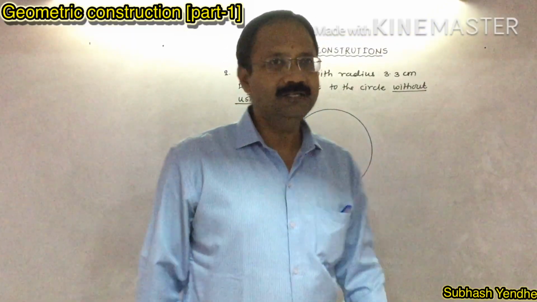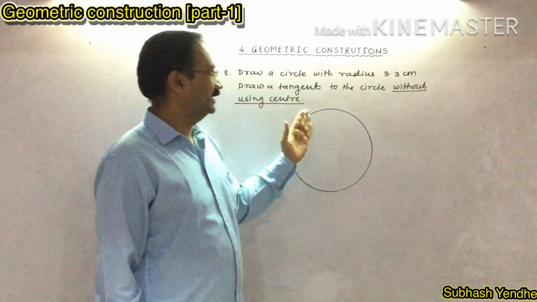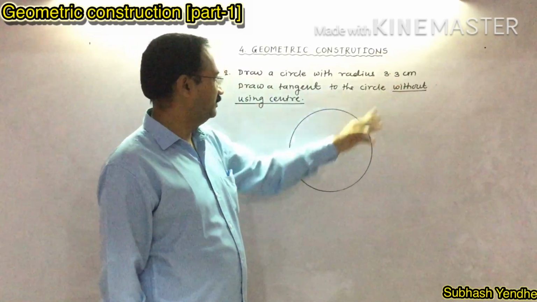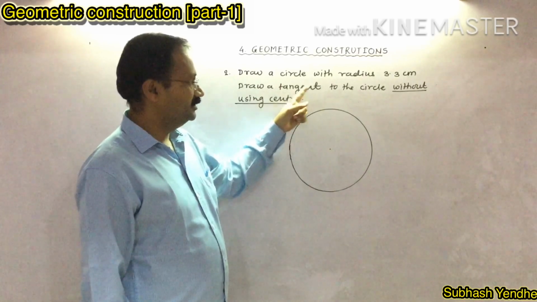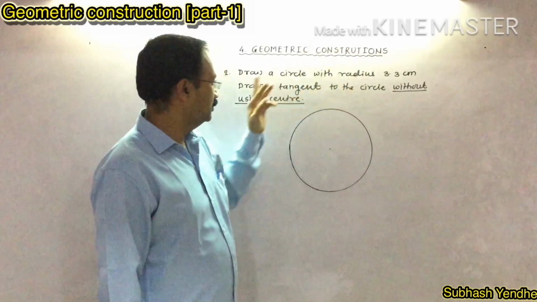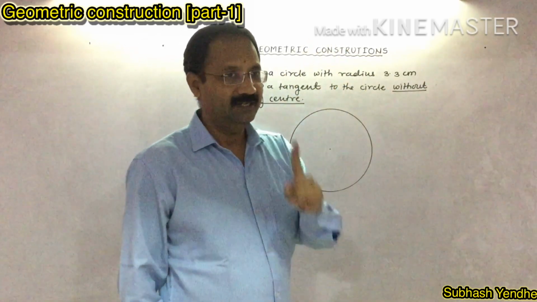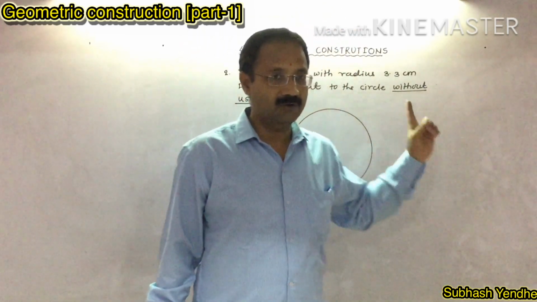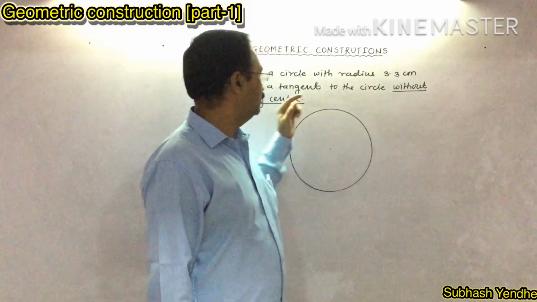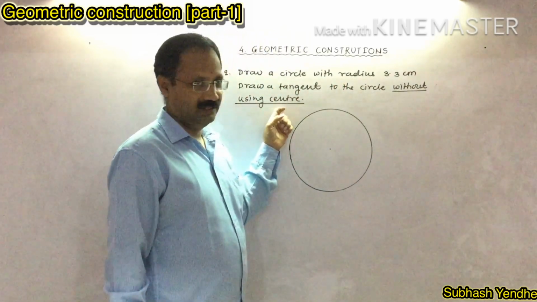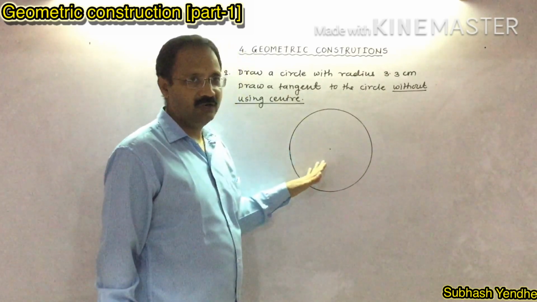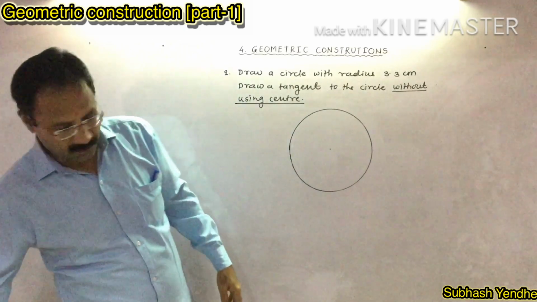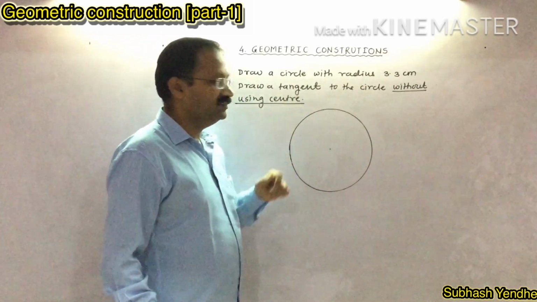Let's start with example number 2. Draw a circle with radius 3.3 cm. Draw a tangent to the circle without using the center of the circle. In the first sum, what did we use? The center of the circle. But now the condition is given: without using the center of the circle. Now see the circle here I drew, whose radius is 3.3 cm. Now how to draw without using the center of the circle?